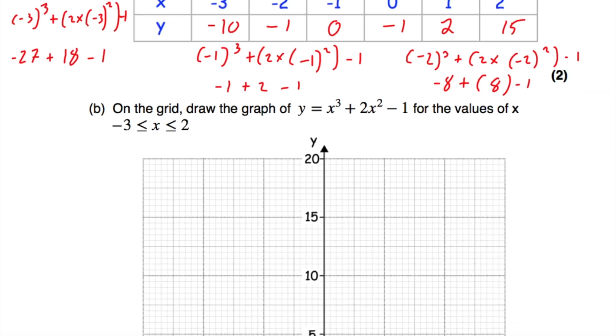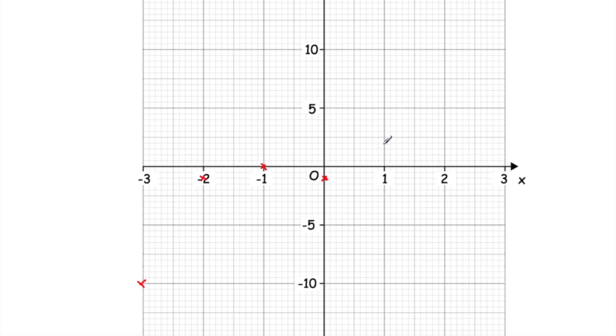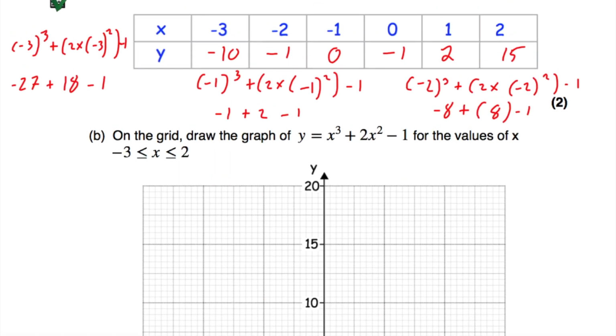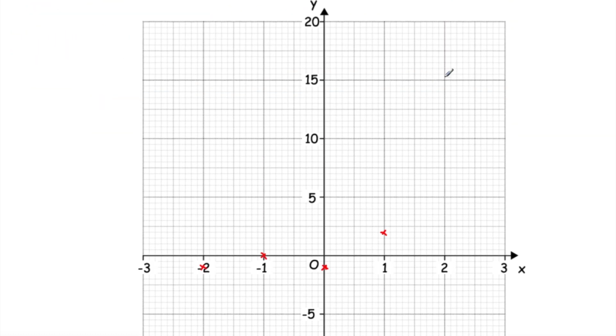Next, 1, 2, so 1 across and 4 little boxes up, because remember each little line is worth a half. And then finally 2, 15, and 2, 15 will be up there.